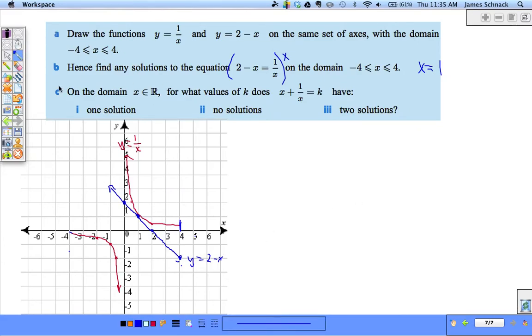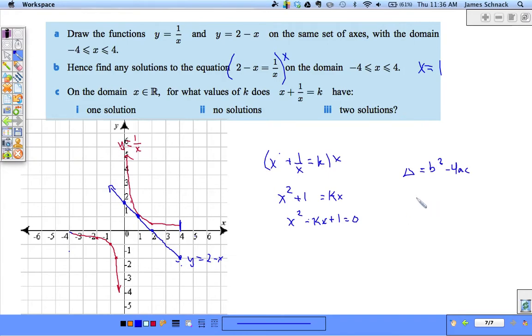So x squared plus 1 over x equals k. I'm going to multiply everything by x. Not x squared, regular x. Multiply everything by x, we get x squared plus 1 equals kx. x squared minus kx plus 1 equals 0. Remember, discriminant is b squared minus 4ac.